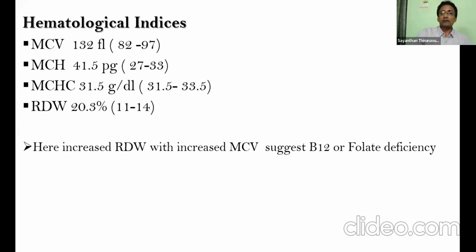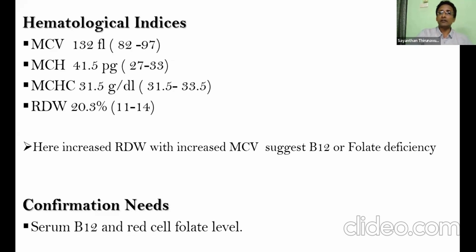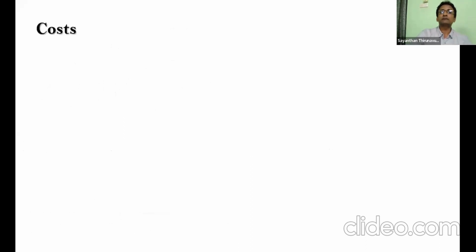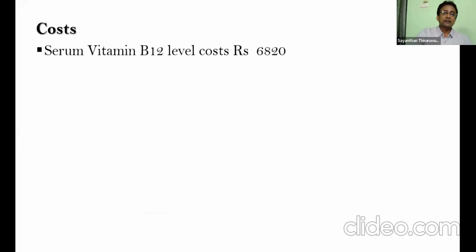So after seeing these hematological indices, increased RDW with increased MCV suggests B12 or folate deficiency. Then confirmation needs, ideally, serum B12 and red cell folate level to be done. But when I go into the cost, I have to discuss the cost with the patient.